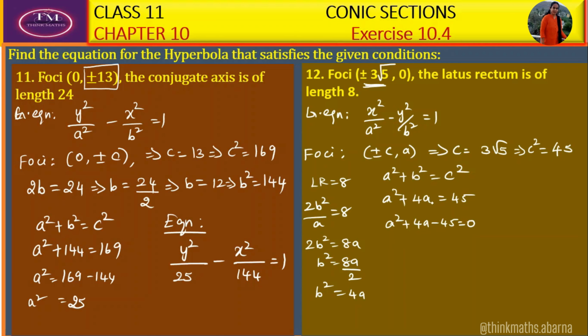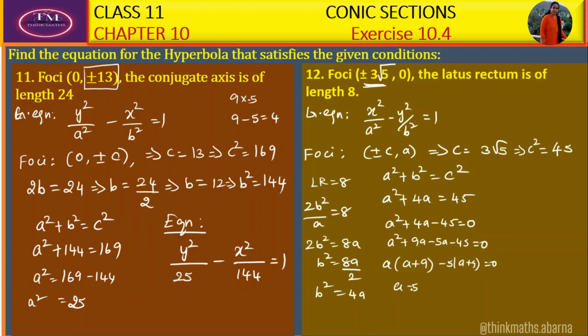This is a quadratic equation in a. So the product is minus 45 and the sum is 4. So 9 and 5 satisfy: 9 fives are 45, 9 minus 5 equal to 4. So it should be 9 and minus 5. So a square plus 9a minus 5a minus 45 equal to 0. If you take outside a plus 9, and here minus 5 outside, a plus 9 equal to 0.